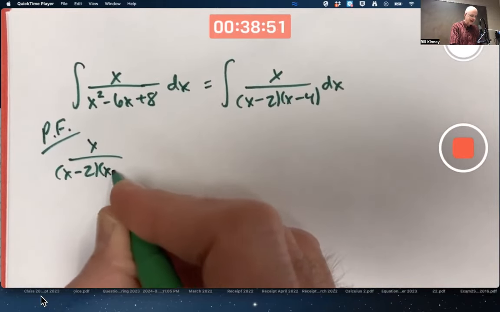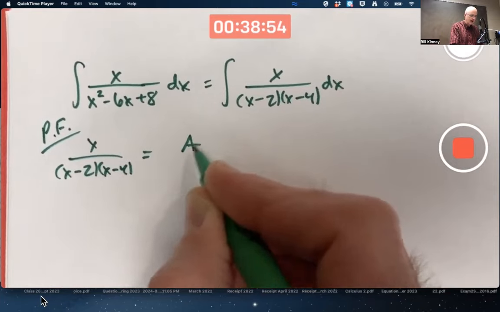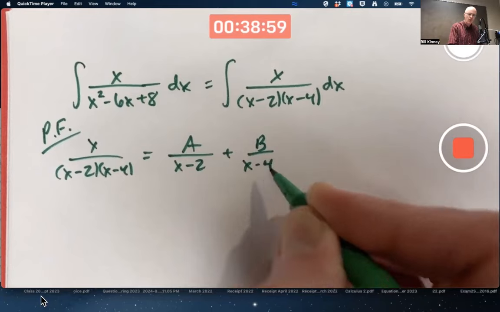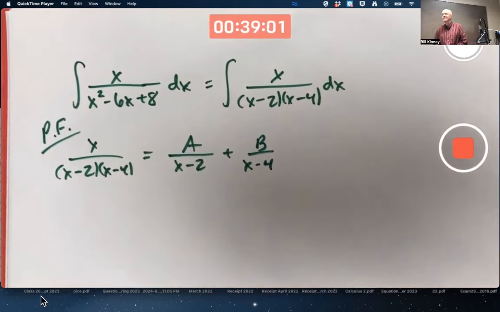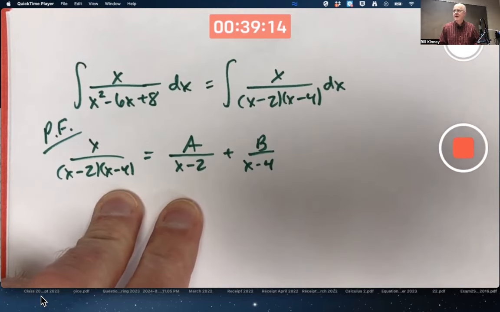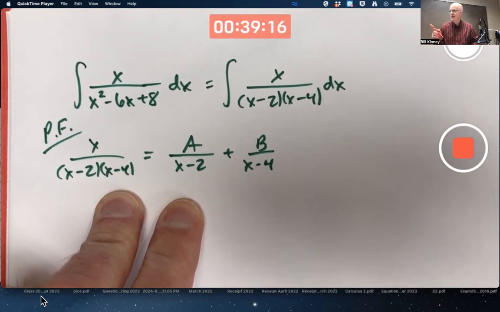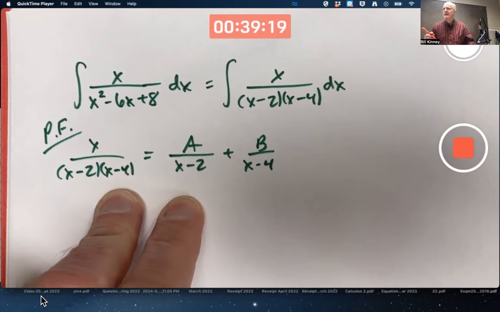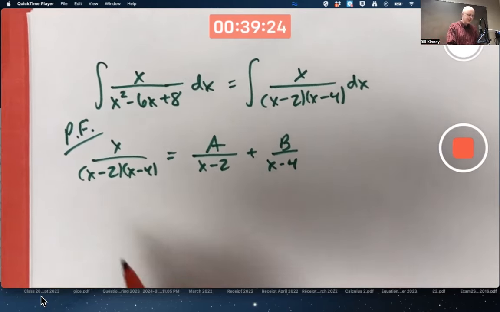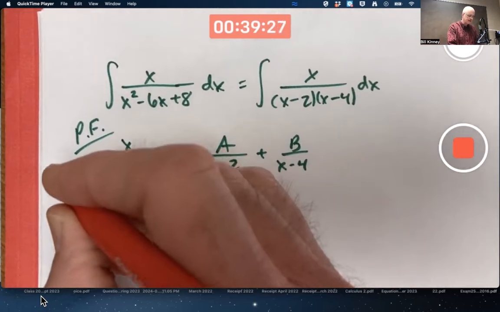We want to write this as some number, call it a, over x minus 2, plus some other number, call it b, over x minus 4. The goal is to figure out what a and b are. We're assuming by writing this that we can do it. We want these to be equal no matter what x is, as long as we're not dividing by 0, but we're going to use a trick to solve for a and b here that will be a little mysterious because of that. I'm going to multiply both sides by the common denominator of x minus 2 times x minus 4.